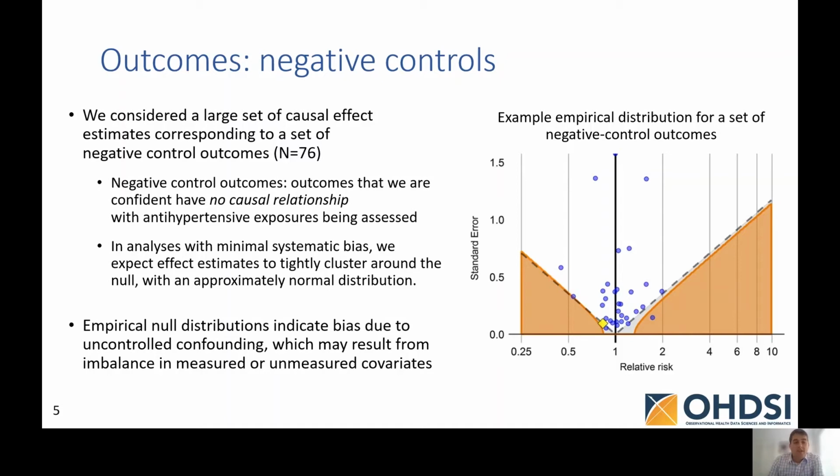We considered a large set of causal effect estimates, which correspond to 76 negative control outcomes. Negative control outcomes are those that we are confident have no causal relationship with the antihypertensive exposures being studied. In analyses with minimal systematic bias, we expect that the effect estimates should tightly cluster around the null, with an approximately normal distribution, as shown in the figure on the right. The empirical null distribution indicates bias due to uncontrolled confounding, which may result from imbalance in either measured or unmeasured covariates.